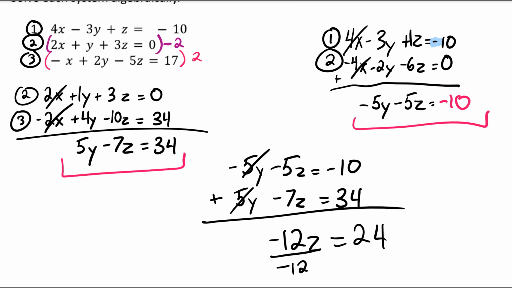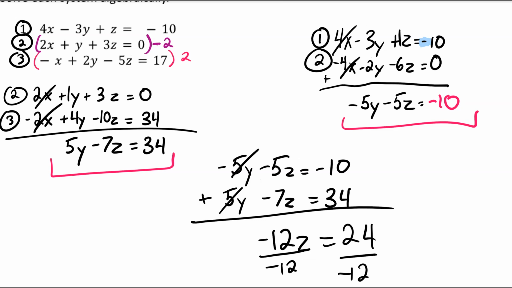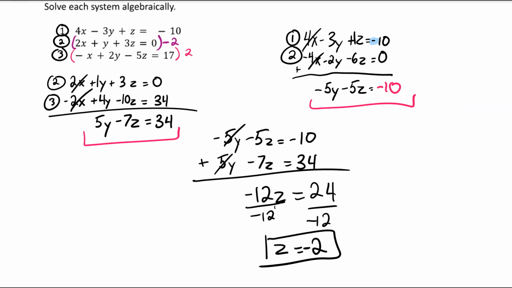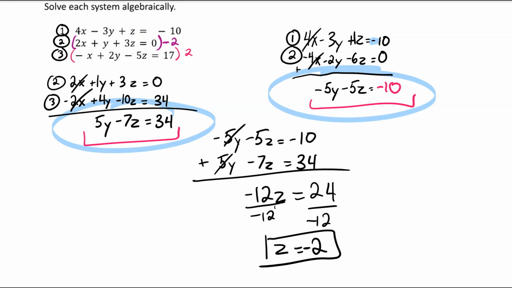So if I divide out the negative 12 on both sides, in most cases you get integer answers. So I find that z is equal to negative 2, right? A positive divided by a negative is negative. That's the hardest part, just getting one of your variables. Once you figure out what one of your variables are, you can plug into either of your smaller equations to solve for your second variable, and then plug into your originals to get your last one.